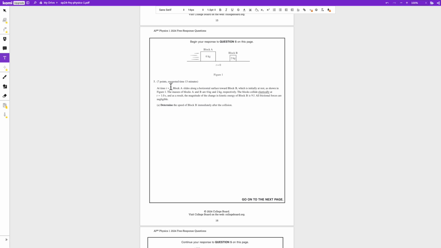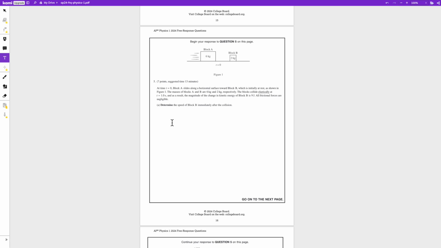Question number 5. So at time equals 0, block A slides along a horizontal surface towards block B, which is initially at rest as shown in figure 1, and the masses are 6 and 2 kilograms. And they collide elastically, so no energy lost, at time 1 second. As a result, the magnitude of change of energy of block B is 9 joules. There is no friction. Find the speed of block B immediately after the collision.